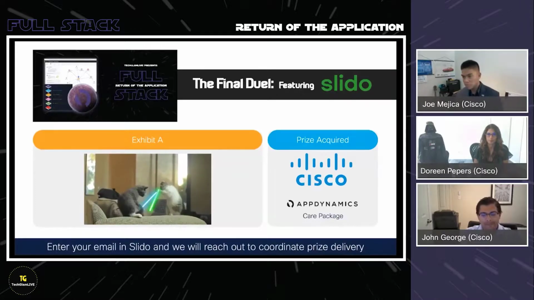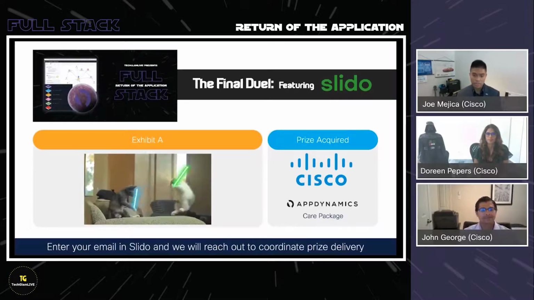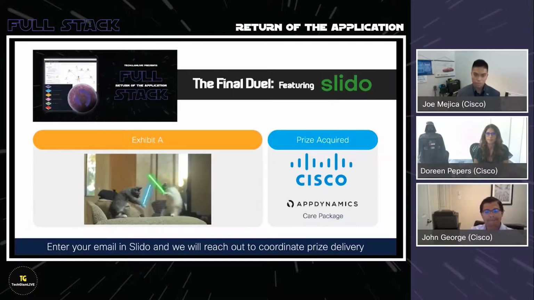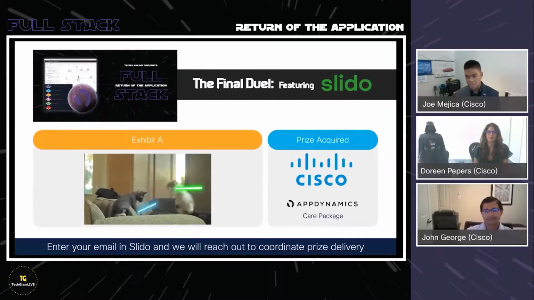So if you're not familiar with Slido, it's kind of like if you've ever been using Kahoot in the past, this is Cisco's version of it. We'll be using that to go through the trivia questions. You're going to be ranked on accuracy, speed, etc.